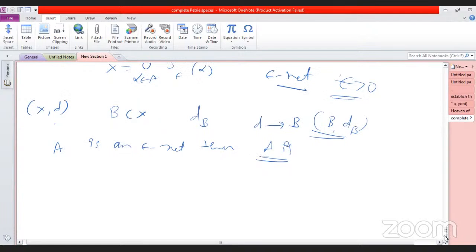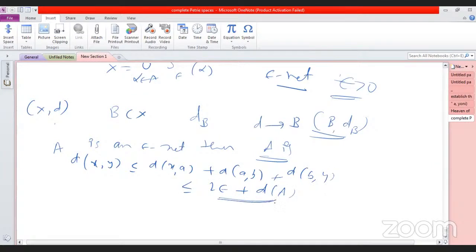This is the basic introduction; I am not going into totally bounded sets in depth, just reading. d of x, y is less than or equal to d of x, A plus d of A, B plus d of B, y. So this is 2 epsilon plus d of A. This total condition gives 2 epsilon plus d of A. For a metric space, if X is totally bounded, then X bar is totally bounded. So for a sequence x_n and epsilon greater than 0, there is a natural number n such that for n greater than N, the distance is less than epsilon by 2. You have to study this one.